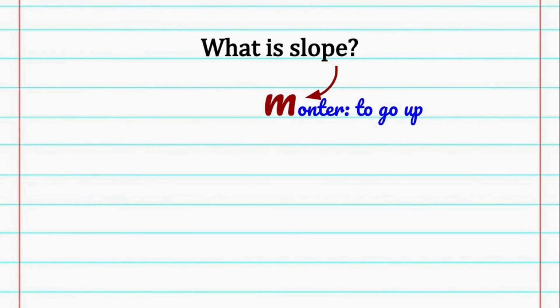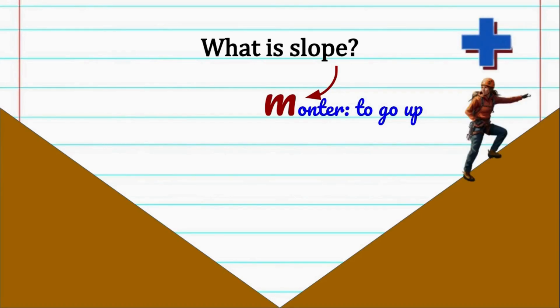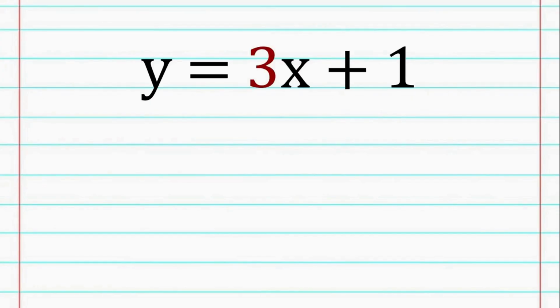Anyway, the slope tells us how the graph of a linear equation goes up or down. Reading from left to right, if the slope is positive, we are going up, and if it's negative, we are going negatively up, that is, down. To see the slope in action, we can look back to this familiar equation. We see that 3 is the coefficient of x, which means that 3 is the slope.